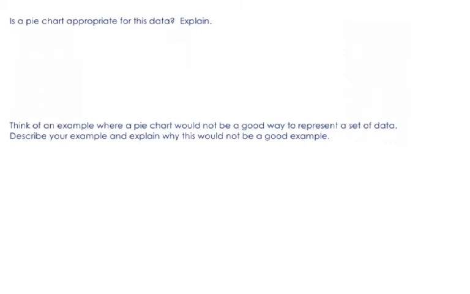Alright. So let's do some analyzing. Is a pie chart appropriate for this data? And really, I'm just looking for your thoughts on this.